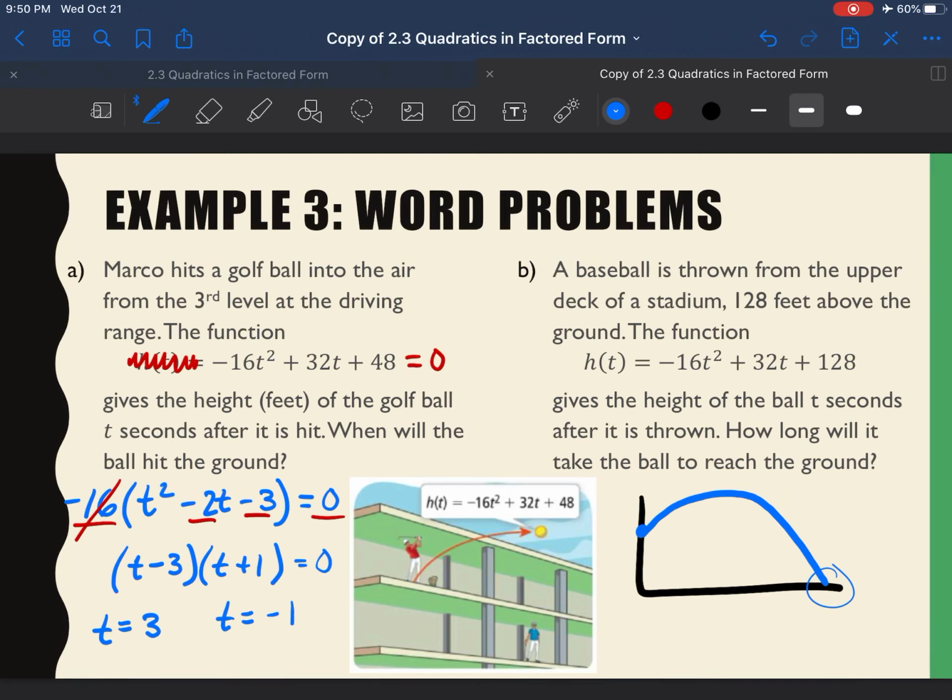Now, there's only one possible answer to this problem, even though we just solved and got 2 solutions. Out of these 2, the one that's actually the answer is t equals 3. The reason why negative 1 cannot be the answer is because t represents time, and you cannot have negative time. So then 3 seconds is how long it takes for the ball to hit the ground.